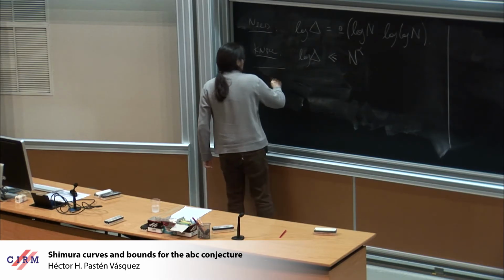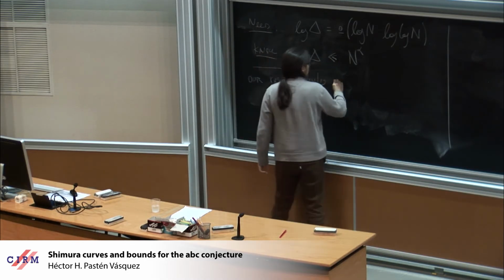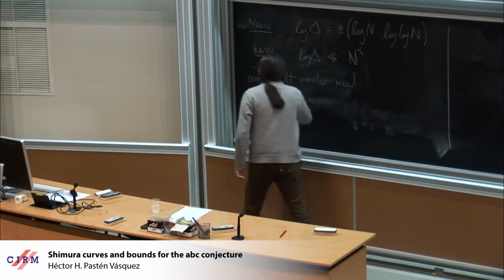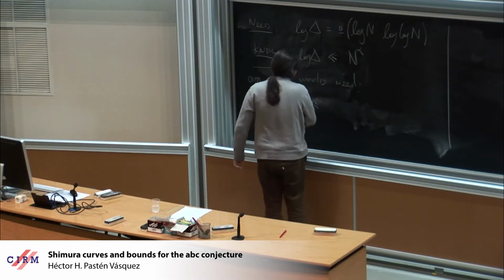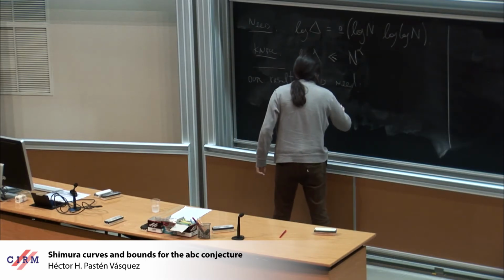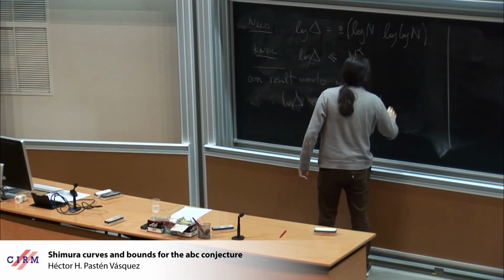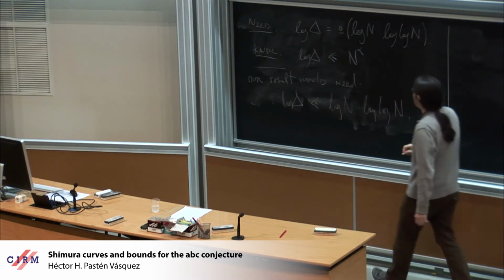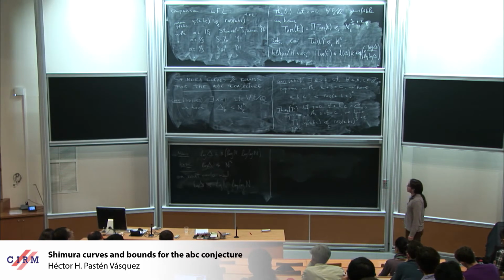Now, if you want to prove my theorem along these lines, what you will need, our result will need log delta bounded by constant times log n times log n. Okay? So that strategy will not give you the result, at least not with the technology we have today.